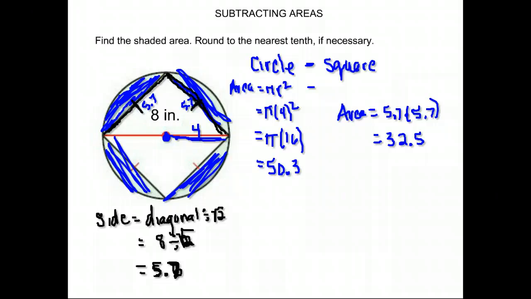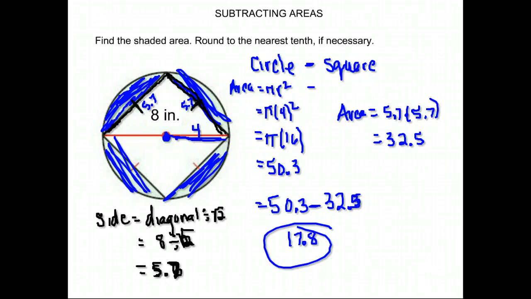Okay? Again, we want just the shaded area, so we're going to take that area of the circle, subtract from it the area of the square. So we're taking the circle, removing the square from inside of it. And when we do, we get about 17.8. And depending on how you did your rounding, yours may be off just a bit, but it will be fairly close to that answer.